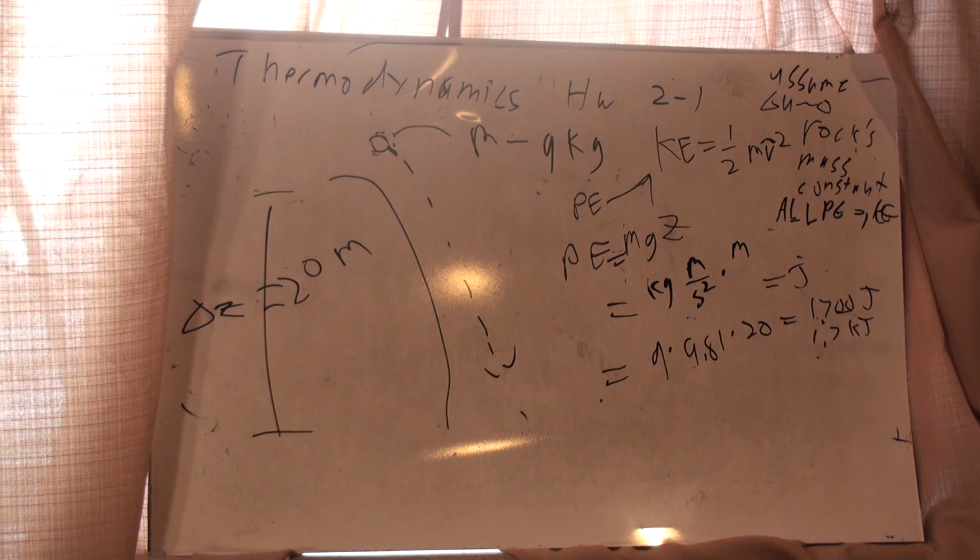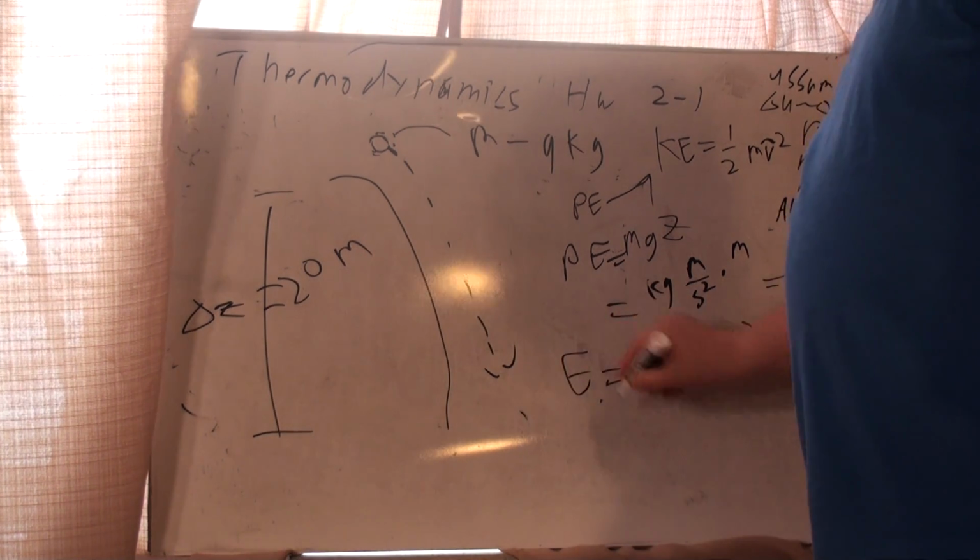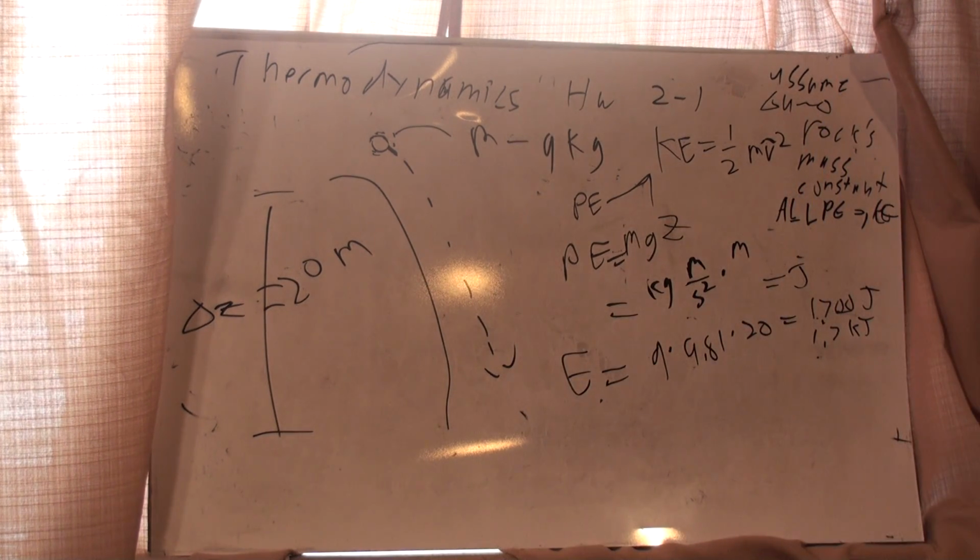So, the next part says, assume all the kinetic energy was transferred to the internal energy of 9 kilograms of liquid water at 298.15 K. It's 25 degrees Celsius. It's just easier to write K than degrees Celsius. All right. How much would the temperature change upon the energy transfer? So we'll call this energy. This has now become a steam table problem.